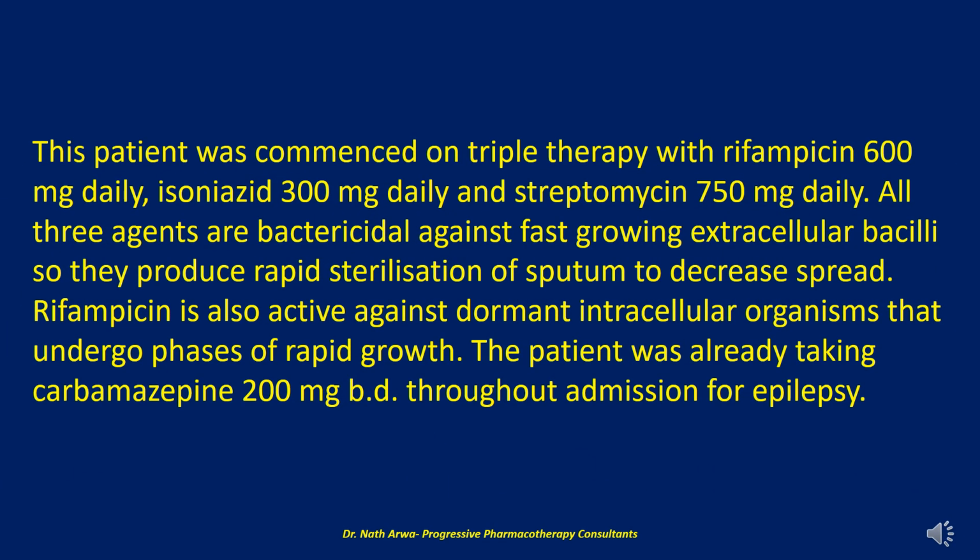This patient was commenced on triple therapy with rifampicin 600 mg daily, isoniazid 300 mg daily and streptomycin 750 mg daily. All 3 agents are bactericidal against fast-growing extracellular bacilli, so they produce rapid sterilization of sputum to decrease spread. Rifampicin is also active against dormant intracellular organisms that undergo phases of rapid growth. The patient was already taking carbamazepine 200 mg twice daily throughout admission for epilepsy.